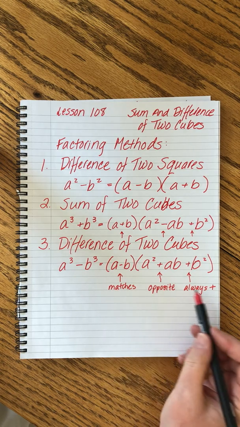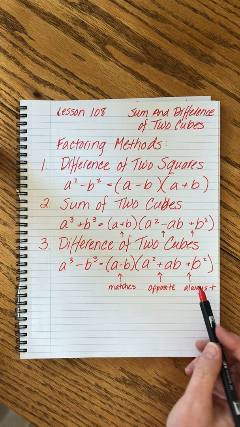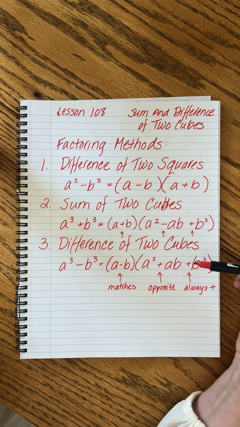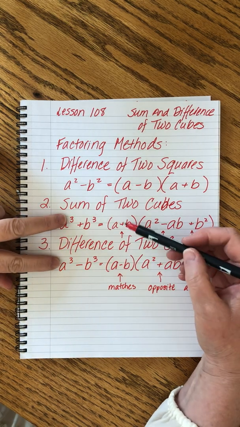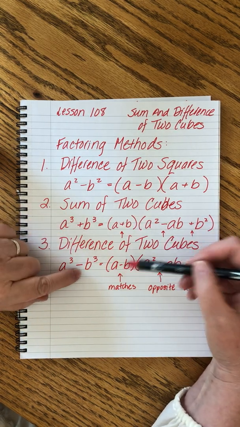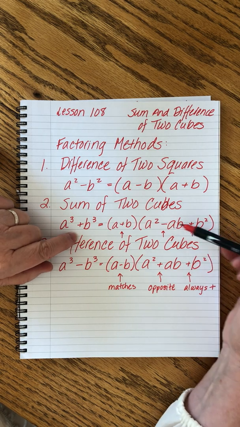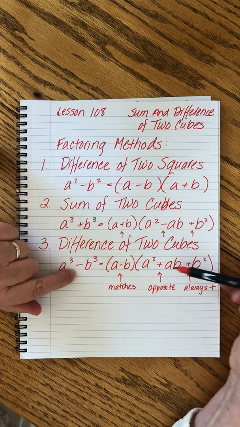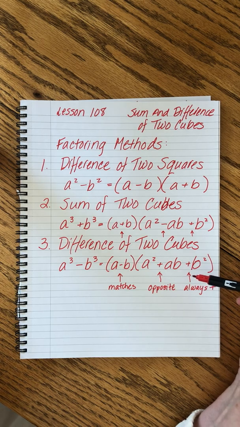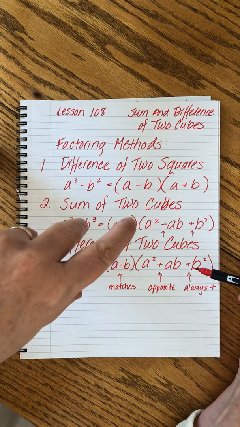When you notice this pattern or these patterns between the 2, it makes the memorizing a lot easier. In the first binomial, it matches. In the big part, the trinomial, it's the opposite and then it's plus. The opposite and then it's plus. All right? That's a little memorization help.